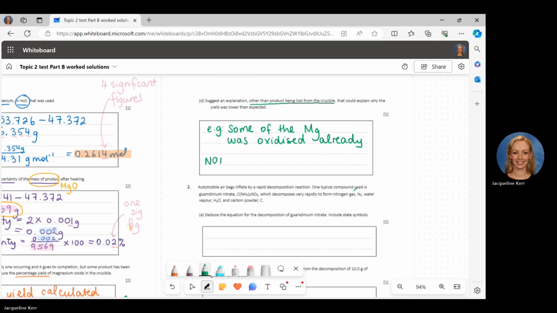Just be careful of suggesting things like soot deposits on the outside of the crucible, because that would actually make the crucible heavier and make you think you had a bigger yield, which does not answer the question because you're asked why the yield was lower than expected.